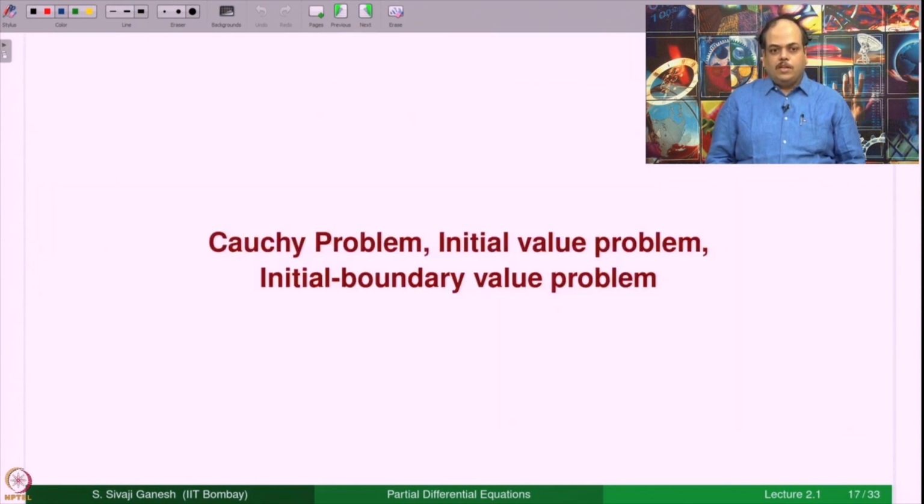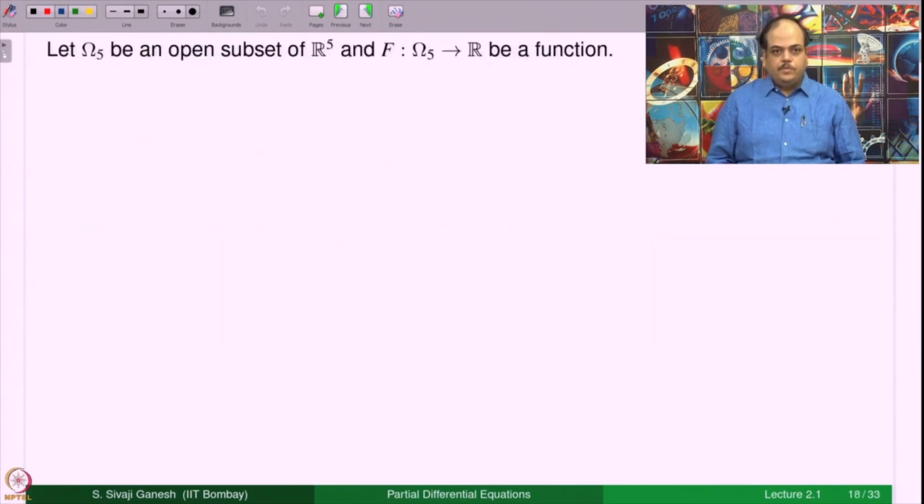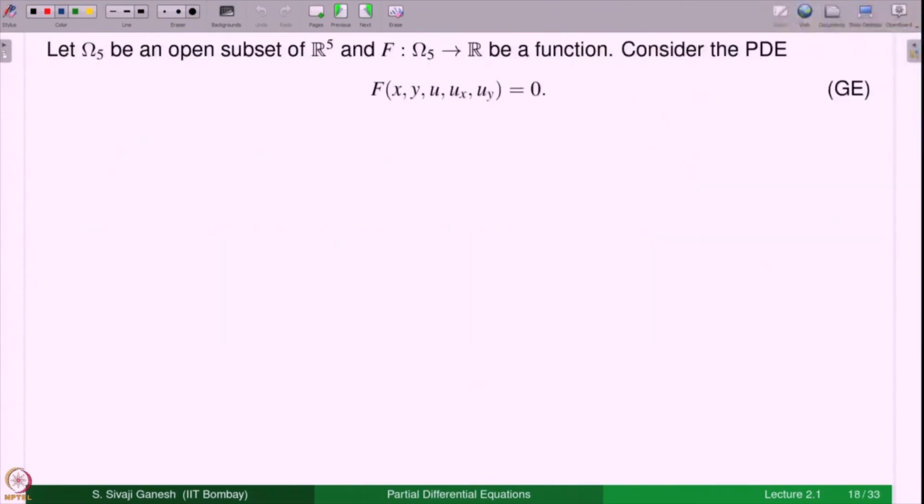Now let us see what are the problems which go by the name of Cauchy or initial value or initial boundary value problems, what they are. So, let us consider a PDE F(x, y, u, u_x, u_y) equal to 0. It means I am considering a PDE in 2 independent variables. Throughout this chapter, we are going to consider first order PDE in 2 independent variables, and then we will also say how the theory changes if you have one more variable.